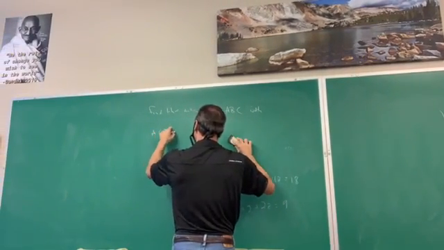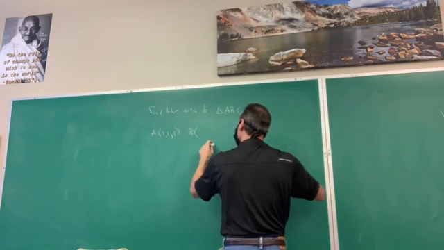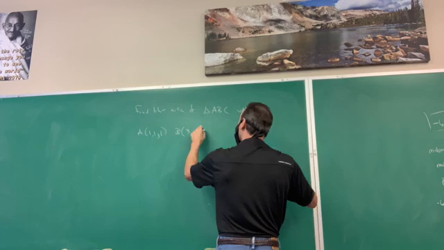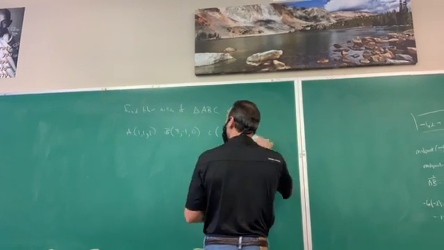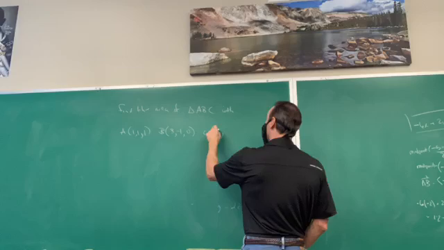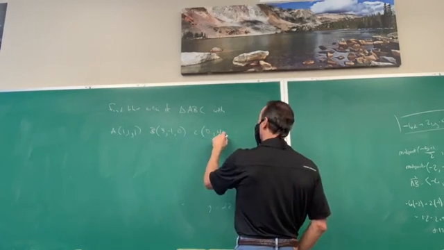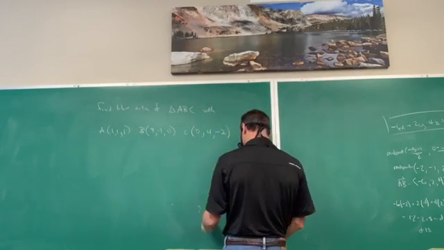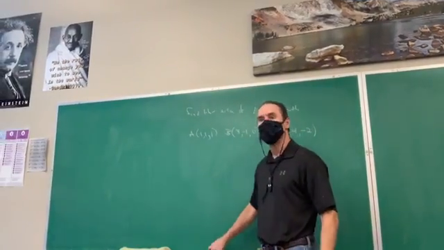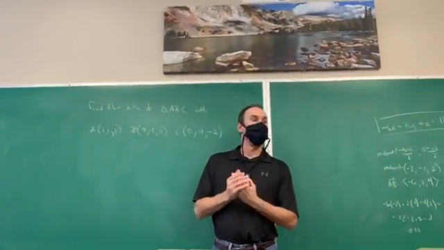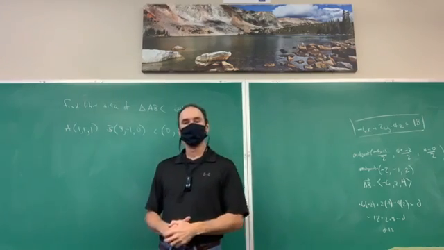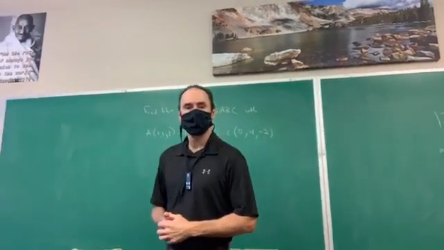Wait, I remember how to do this. Don't we do one half AB sine theta? What's AB, AC? That's the magnitudes of those. I forget how to find the magnitudes. Mr. Sir, how do you find the magnitude? It's the square root of... Oh, that's right, it's the square root of all of them added together. Okay, I remember now. Never mind, we're good.